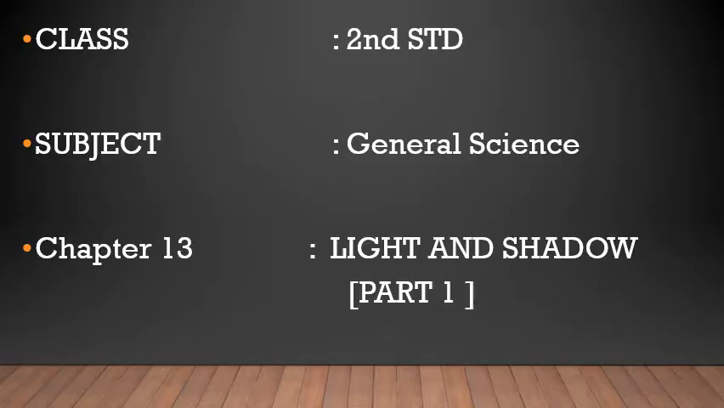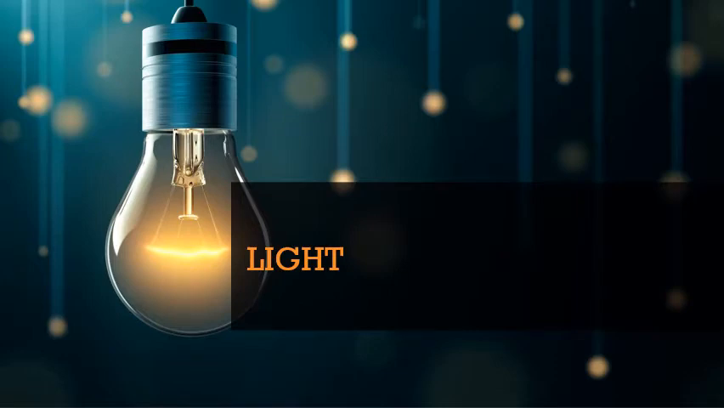The following video is for class 2, subject General Science, chapter 13, Light and Shadow, part 1. This lesson is about light and shadow, how the shadow is formed because of light is what we are going to learn in this lesson. Then we learn about what are the different sources of light, what are shadows, how are shadows formed, and uses of light and shadows we will be learning in this lesson.